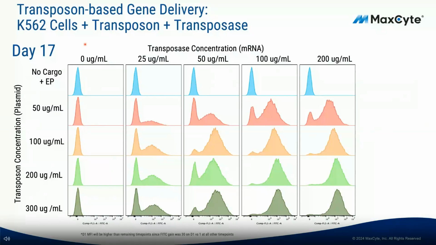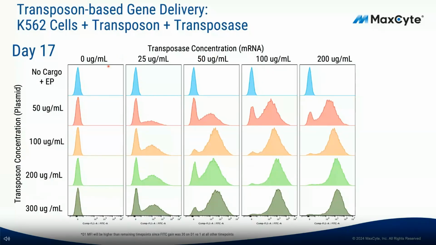And then, in addition to random integration, you can use a DNA transposon-based method for gene delivery. This is data generated by our in-house team, where you can use K562 cells with a DNA transposon and an mRNA transposase. On the left-hand side here, you see increasing amounts of the DNA transposon at day 17 after electroporation, and then also increasing amounts of mRNA transposase. The transposase will mediate the integration of the transposon into the genome.